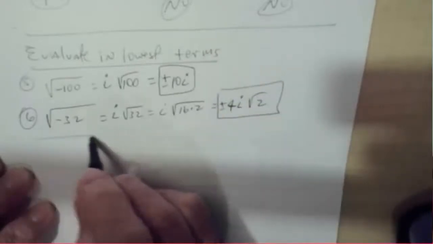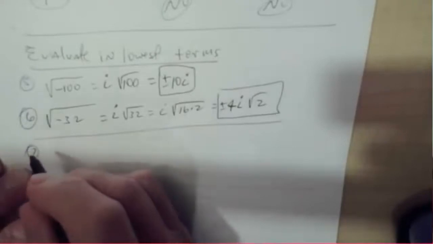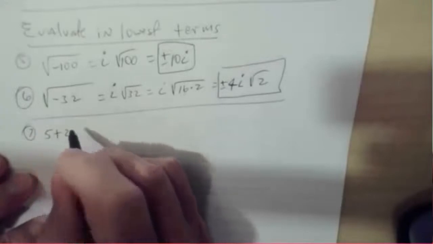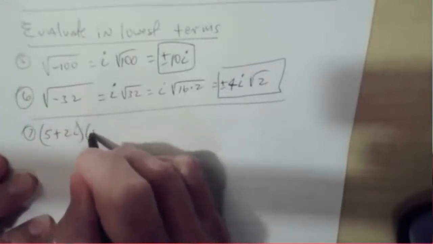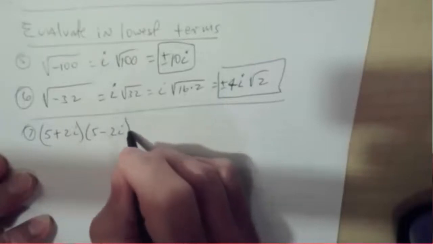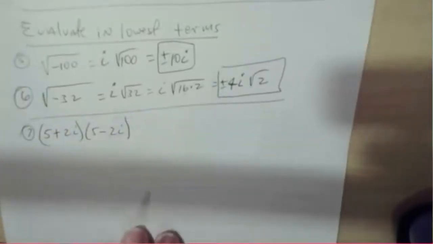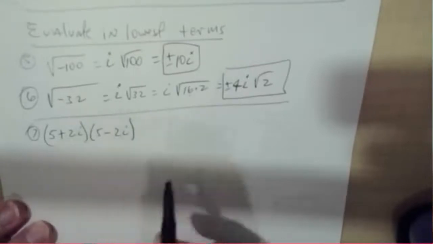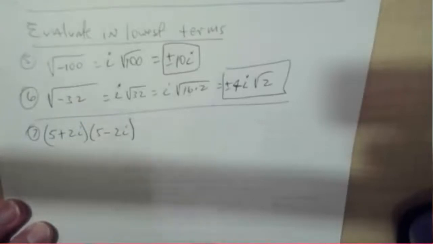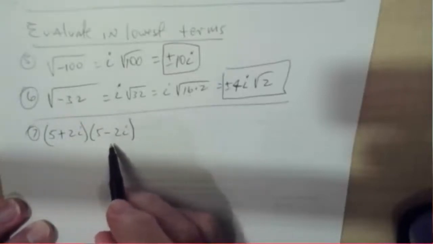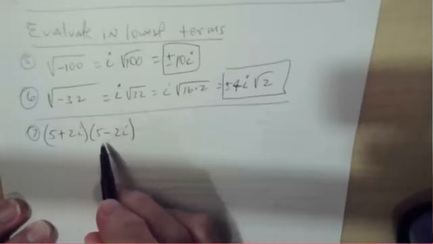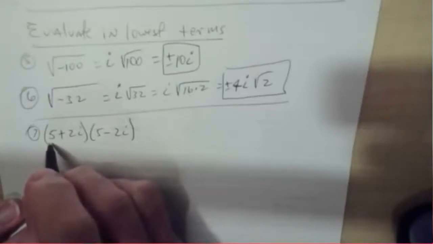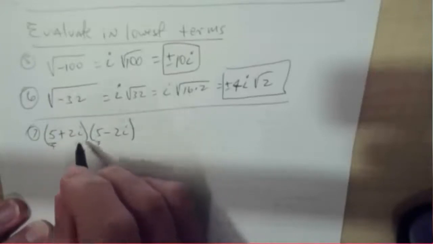Number 7 is 5 plus 2i times 5 minus 2i. What do we have here? A nice pretty conjugate. Now remember, when you have a conjugate, you don't have to do the distributive property here, because we know that the linear term, the middle term, will be eliminated when you have a conjugate. So we're going to multiply the 5 and the 5 and the 2i and the 2i.